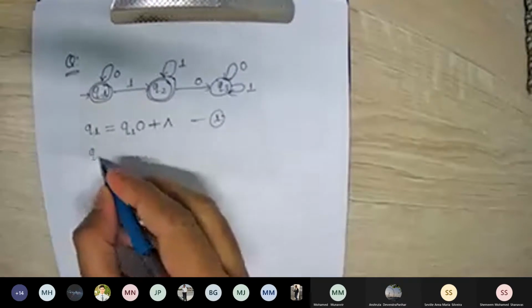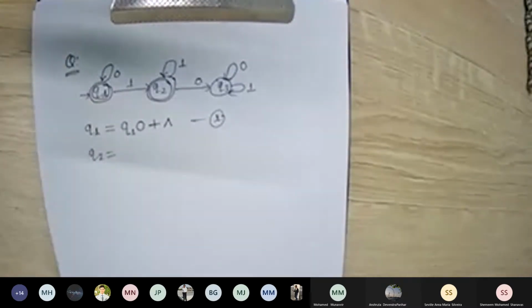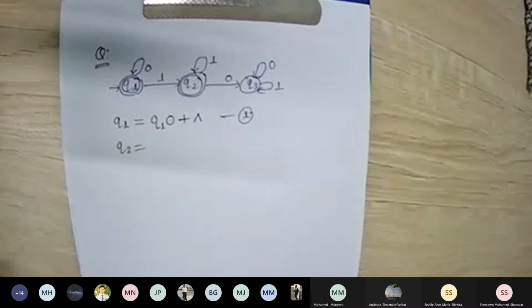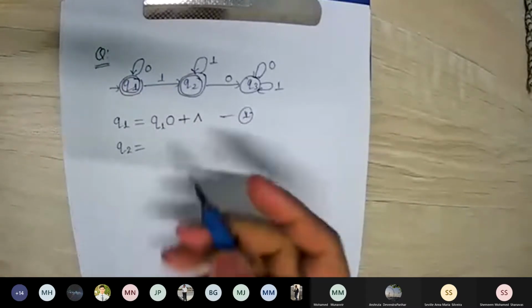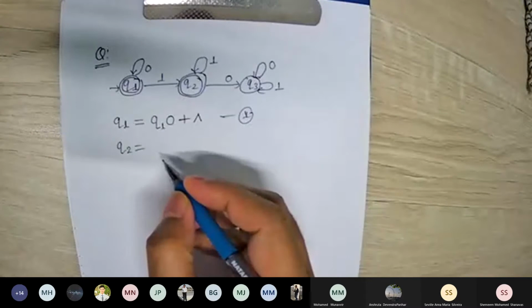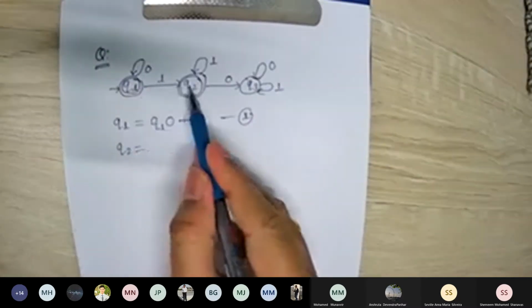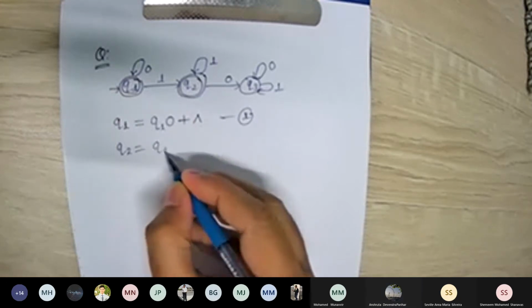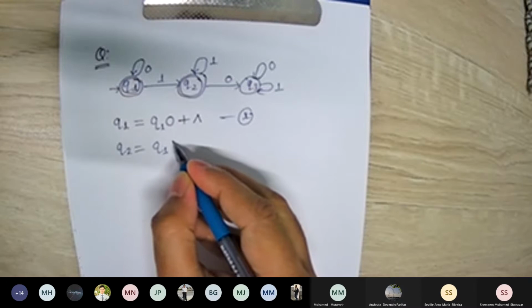Now let's do Q2. What will be the equation for Q2? How many incoming edges are there? Two. One is coming from Q1 to Q2 and one from Q2 itself. So you write Q2 equal to, first one coming from Q1, so you write Q1, and the input there is 1.